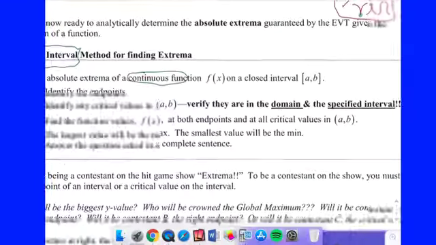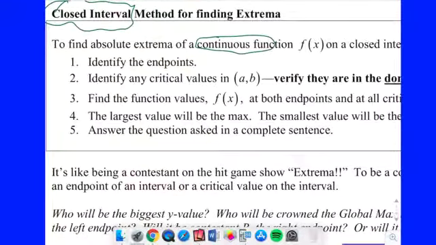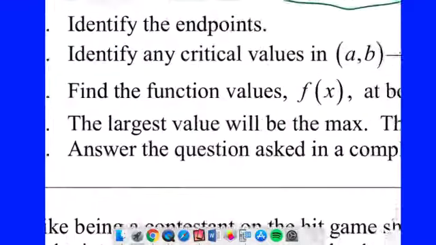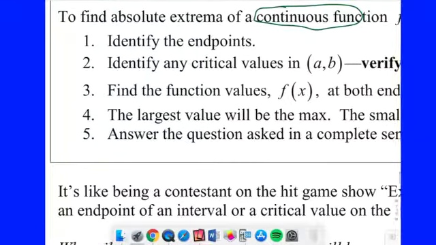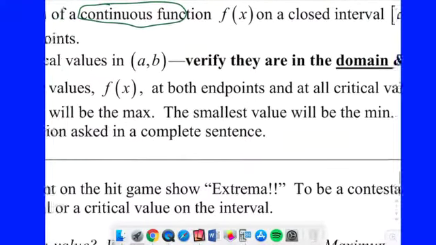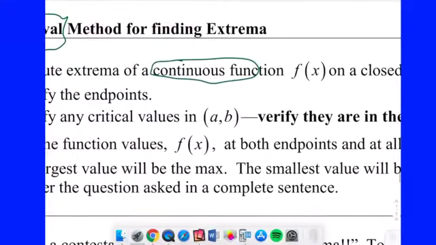specified interval, okay? And then once you target all those critical values that are in the interval, you then play the game, essentially, of finding the biggest and smallest y value just by plugging those x values into the original function. So the only thing we're really using calculus for is to find the critical values. Other than that, we're just plugging into a function and finding the y values. So we'll be finding the y values at the endpoints and the y values at any critical values on the interior. And once you have all of those computed, the largest y value is going to be the max, and of course the smallest value is going to be the min. And then we answer the question in a complete sentence.